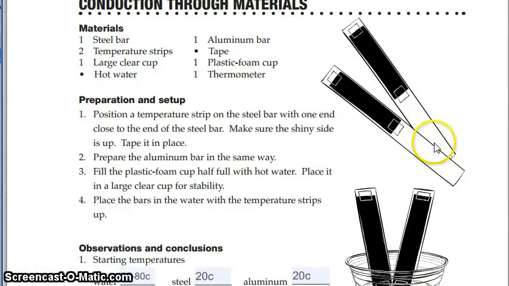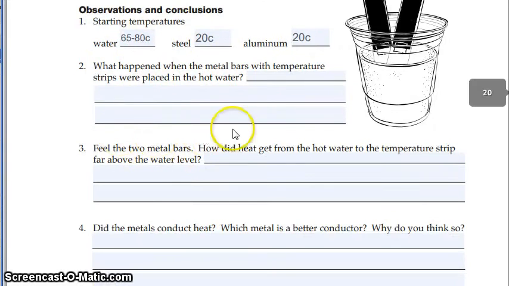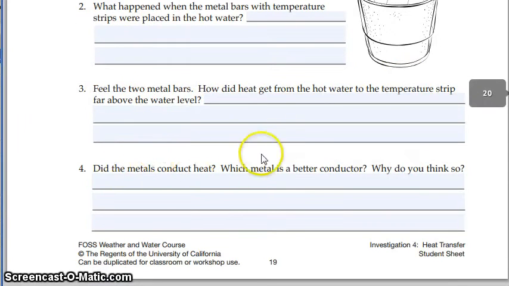and we look at conduction in different materials. We had some steel bars and some aluminum bars, some of these black temperature strips, some water, the foam cups, and some thermometers. Okay, we went through our starting temperatures on the steel and the aluminum. We're somewhere around those. Some of the things that we're going to be looking at is what happened to the bars when we put them in the metal strips, looking and touching the metal bars to feel the temperature change and how well they conduct or don't conduct heat.